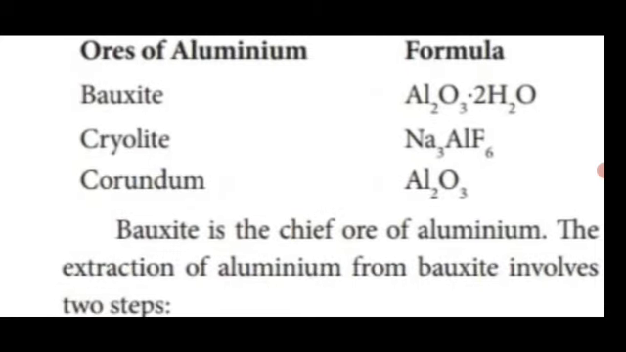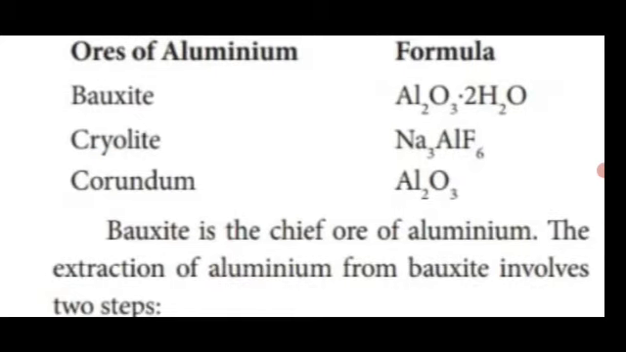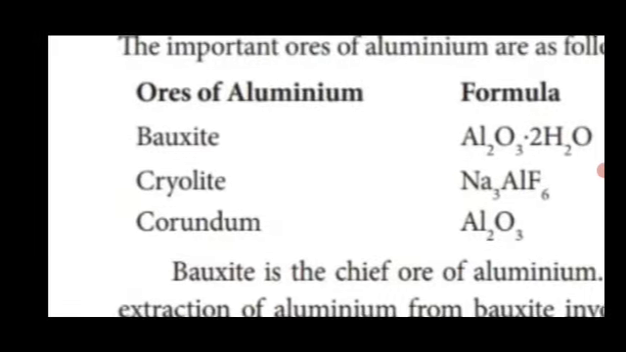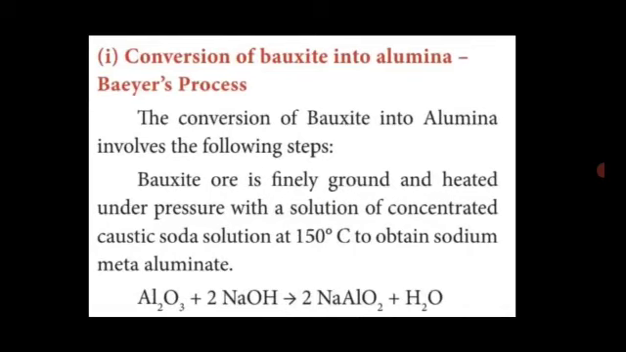The extraction of aluminium from bauxite involves two steps. What are the two steps? The first step: concentration of bauxite into alumina. The process name is the Bayer process. The conversion of bauxite into alumina involves the following steps.